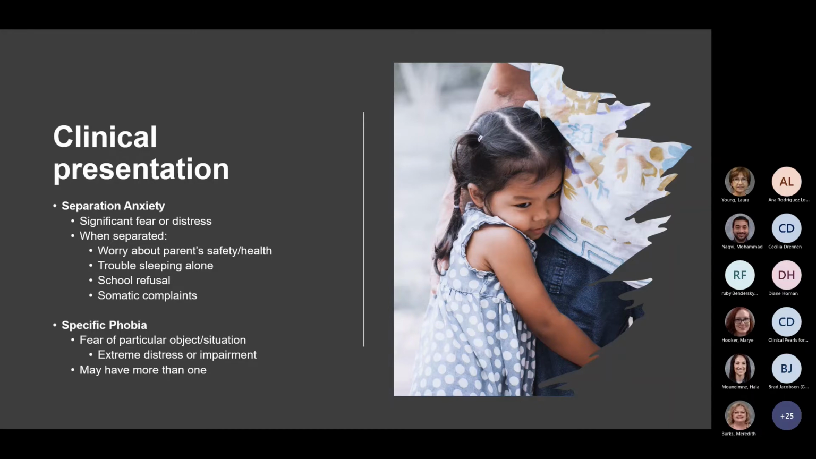Then there are specific phobias, where there's a fear of a particular object or situation that is avoided or endured with extreme distress or impairment that is related to that particular stimulus. And a person can have more than one specific phobia. So this would be a fear of heights, a fear of bugs, a fear of snakes, spiders, anything that you can think of. Somebody can have an extreme fear about that one stimulus or several of those stimuli, and that would be a specific phobia if those symptoms of distress and impairment only occur when that stimulus is present.